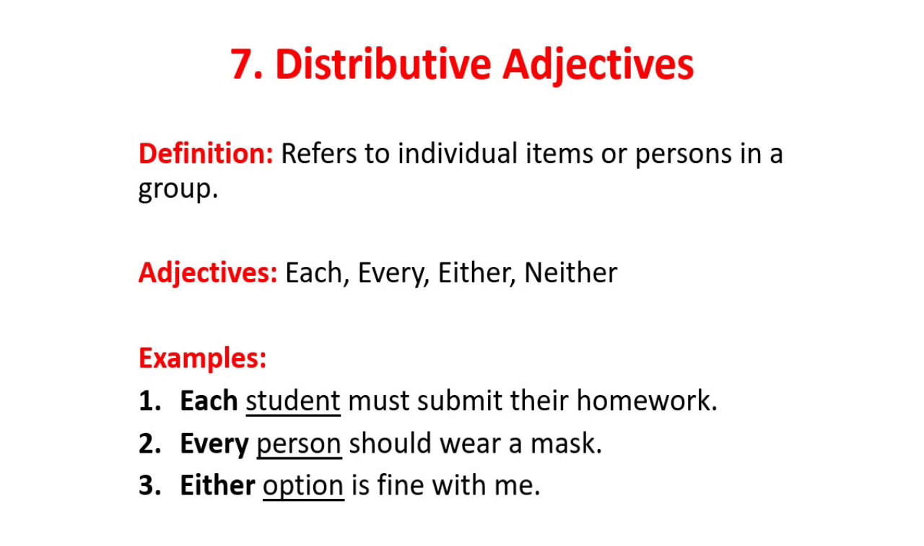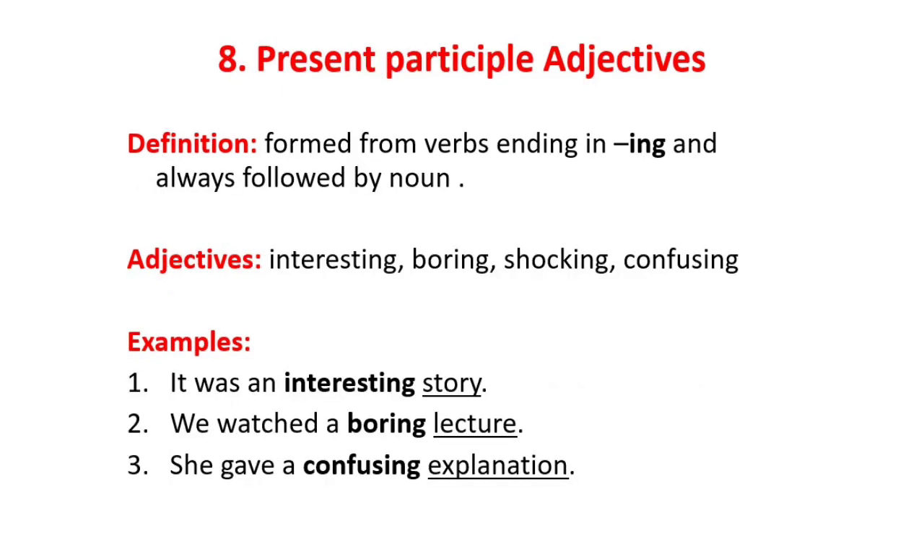Now let's see the next type. Now the eighth type is present participle adjectives. These adjectives are formed from verbs ending with ing and are always followed by a noun. So what you have to remember here, you know verbs, right? And every verb has four forms. The last form is the ing form, like reading, writing, which ends with ing. Whenever this fourth form of verb comes before a noun, it becomes a present participle adjective.